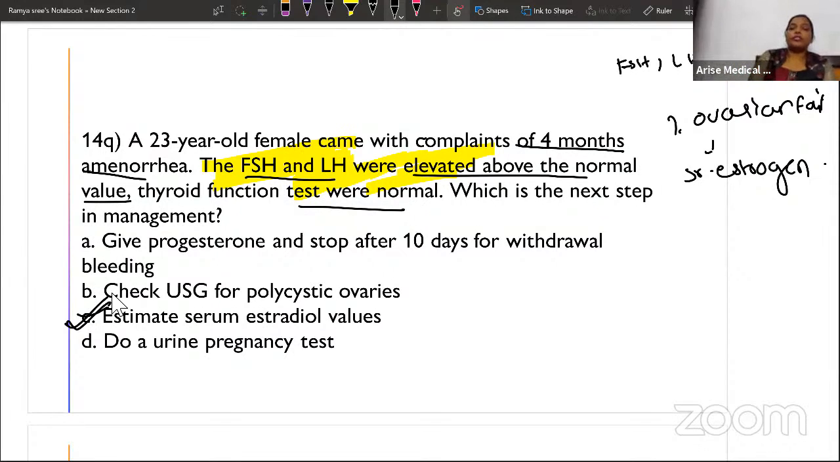The most common cause of secondary amenorrhea is pregnancy, physiological. Most common pathological cause of secondary amenorrhea is PCOS. The most common cause of primary amenorrhea is gonadal dysgenesis. Second most common is Turner's. Third, MRKH, followed by the AIS.